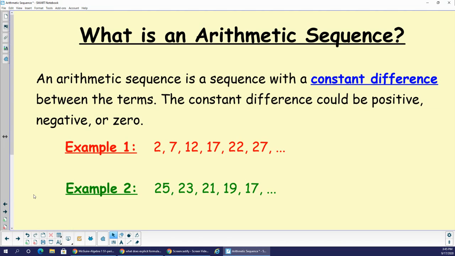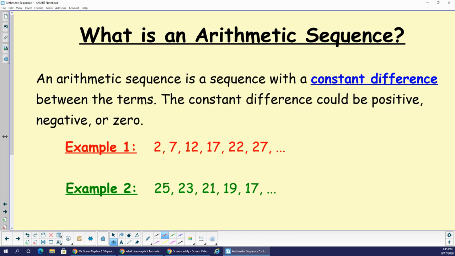All right, so what is an arithmetic sequence? An arithmetic sequence is a sequence with a constant difference between the terms. The constant difference could be positive, it could be negative, it could also be zero. So as you can see right there on the slide, constant difference is the kicker there. So let's go ahead and look at a couple examples of what that might look like.